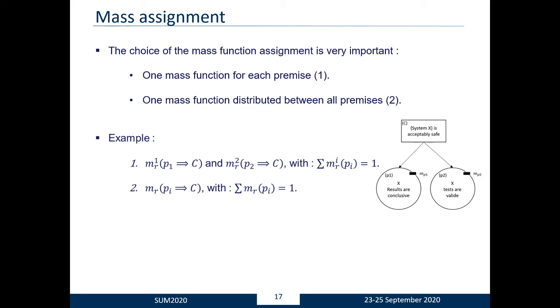In the example below, we have a conclusion supported by two arguments, P1 and P2. We can either use two different mass functions or one function. In the first way, we can measure the uncertainty about each premise, and in the second way, we can differentiate between the uncertainty being in the first and in the second premise.